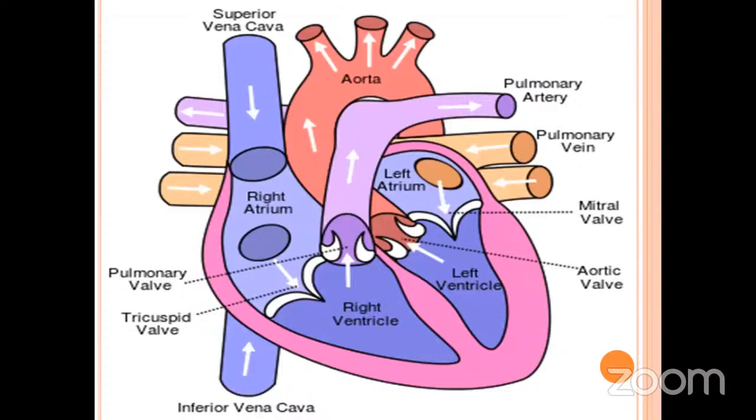So this is what we just explained. You see here the flow of blood, and these are the valves here. So it goes in, out, and so forth. And then it shows the arrow where they go.